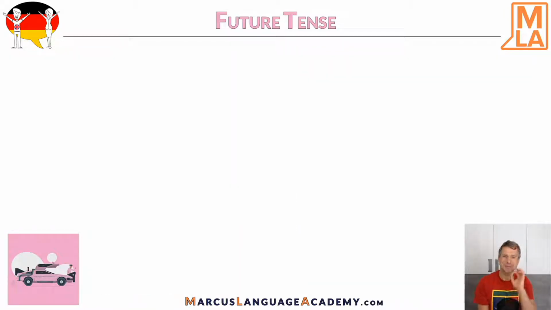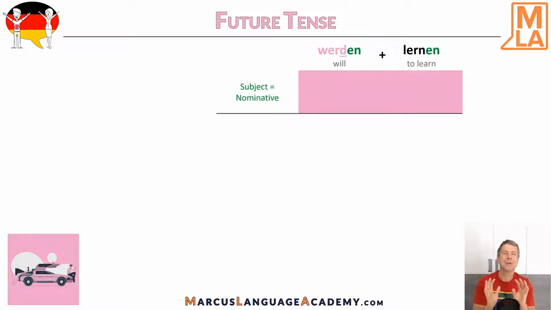But let's look specifically how we build the future tense. For example, let's take the verb lernen, to learn. To put this verb into the future tense, we need an auxiliary verb. And our auxiliary verb is werden, like the verb will in English. And it comes somewhere before the other verb. But let's see later where exactly. First, let's look at how we conjugate everything.